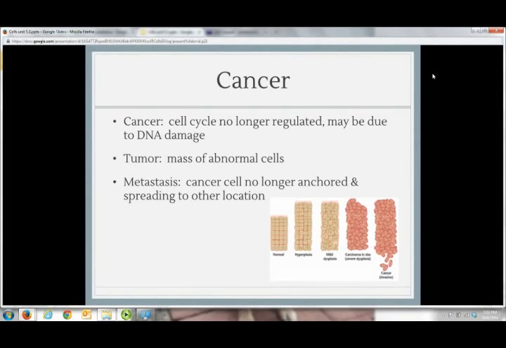A couple of terms that we often hear associated with cancer that you may like to have clarified are below. A tumor is going to be a mass of abnormal cells. These are just cells that are not normal. They are not necessarily causing any problems. In most cases, these can just be surgically removed if they are causing problems. Metastasis is the term we use for cancer cells that are no longer anchored. When they're no longer anchored, they run the risk of spreading to another location and creating another tumor.